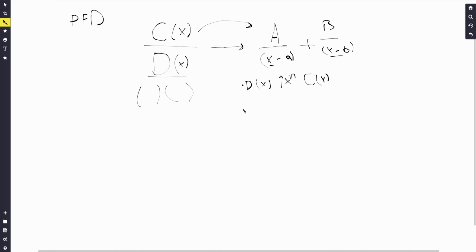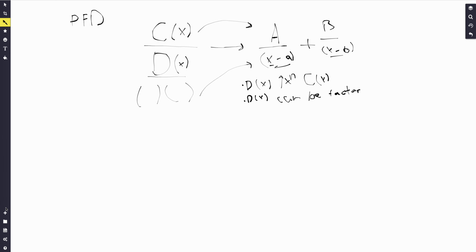Okay, the next rule is that d of x, the denominator, can be factored. That's also important for you guys to know for these types of questions, because sometimes a question may not give you the factors. You just have to factor it out and then identify which factors are there for the denominator when you're separating them out. Okay, overall, PFD helps with simplifying this expression to a simpler and more understandable problem. Okay, let's get into some examples so hopefully it's more clear.